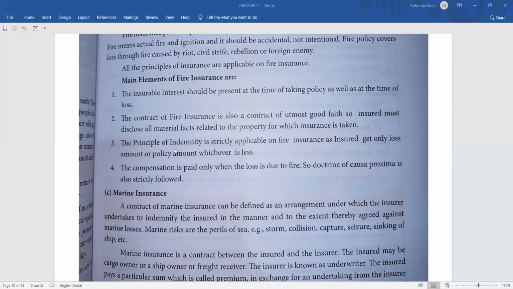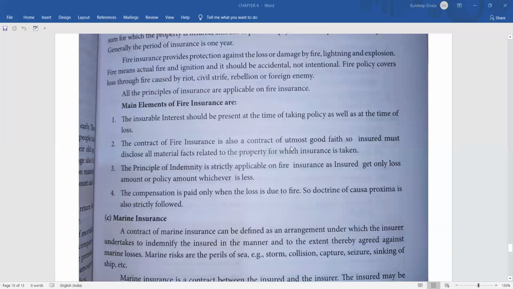Then coming to the next one, the principle of indemnity. Here, the insurance company strictly follows the principle of indemnity. Whatever the loss is, they will try to compensate you by bringing you back to the same position as you were before that particular incident. The next one, the compensation is paid only when the loss is due to fire, not any other reason.